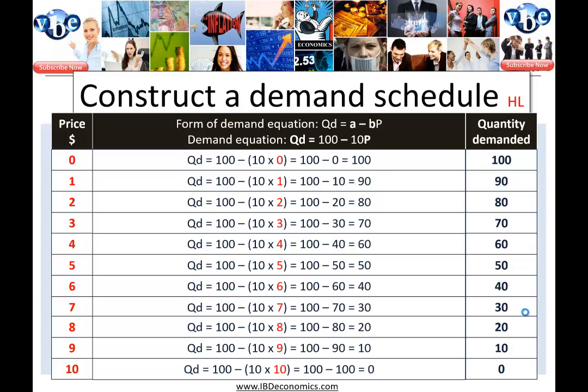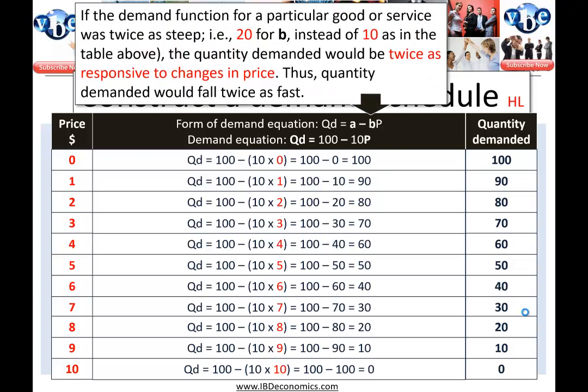And as it turns out, that 0 quantity demanded will be our x-intercept when we start plotting this information. Okay, if the demand function for a particular good or service was twice as steep, so for example, 20 for B instead of 10 as in the table above, the quantity demanded would be twice as responsive to changes in price. The quantity demanded would fall twice as fast.